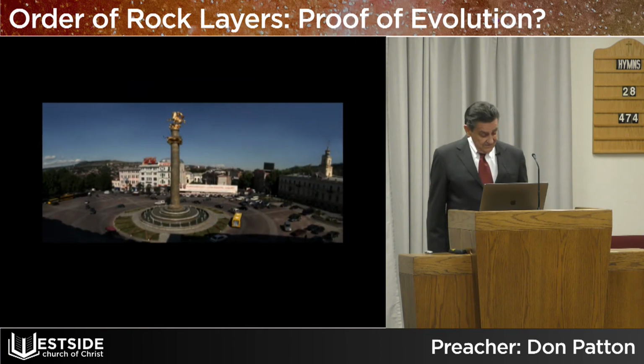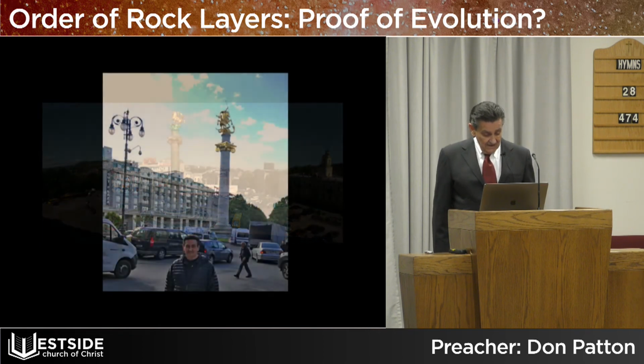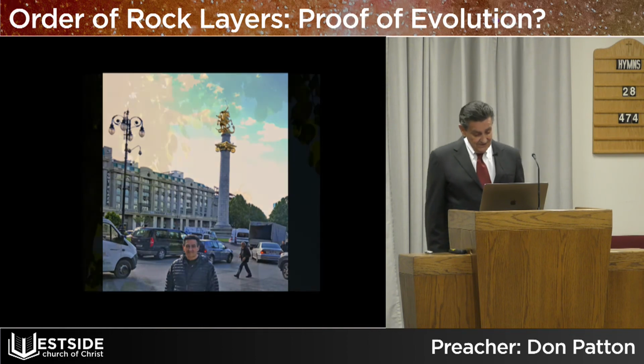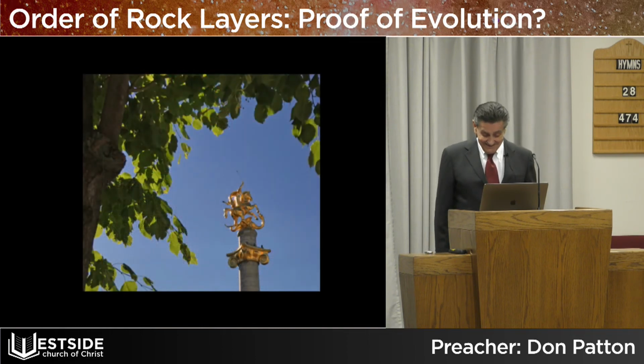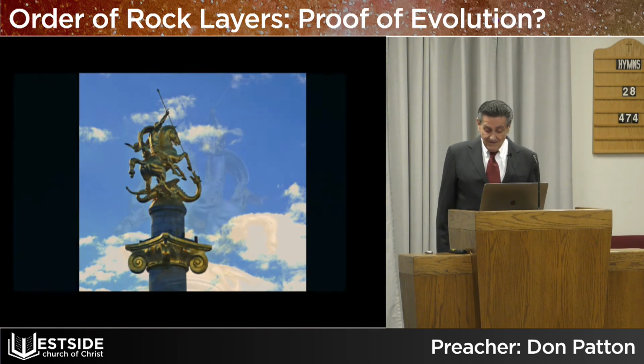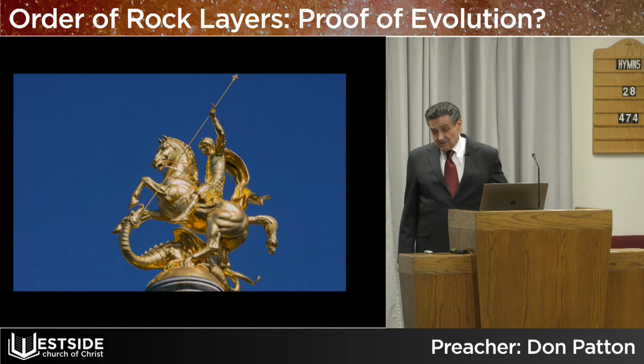Now, there is the central square, Freedom Circle, it's called, in the capital of Georgia, Tbilisi. And we went there to look at it, and yep, there it is. It's very obviously Sir George up there 60 feet in the air slaying a dinosaur. And that's how Georgia got its name.